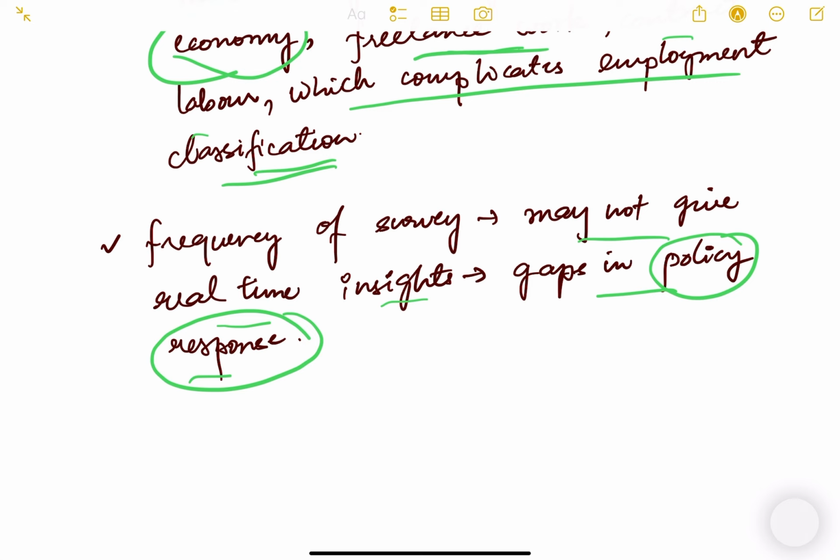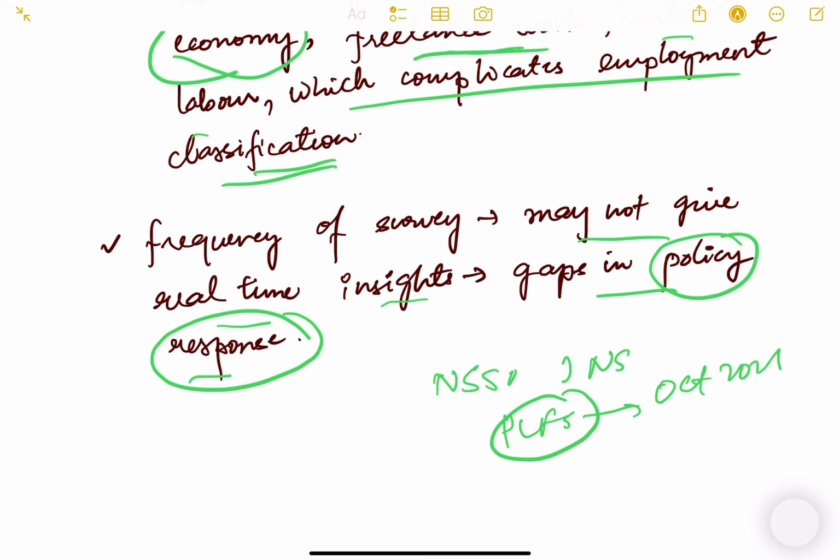So many times these surveys are very late. So for example, this NSSO or the NSO, which gives you the periodic labor force survey, say for example, they have conducted the survey in the month of October 2024. Now they will release the data, say in October 2025, after 1 year. So during this 1 year, the condition must have changed. So there is a gap in the policy response also. So the frequency with which this survey is conducted, first of all, and second, when they are releasing the data, that is also very, very doubtful.